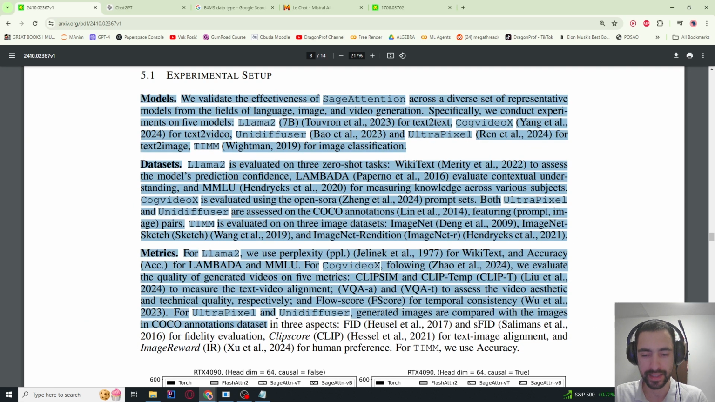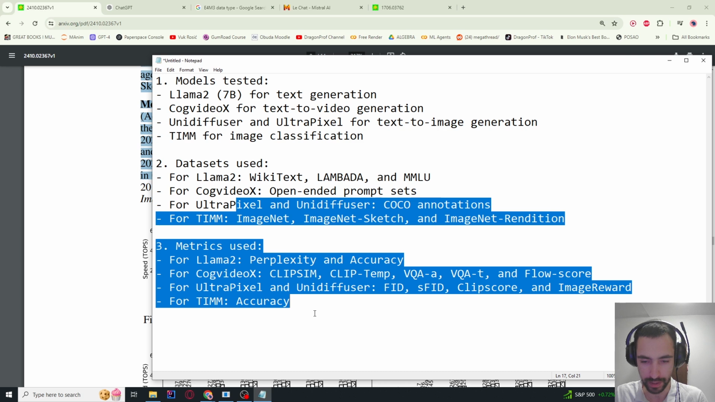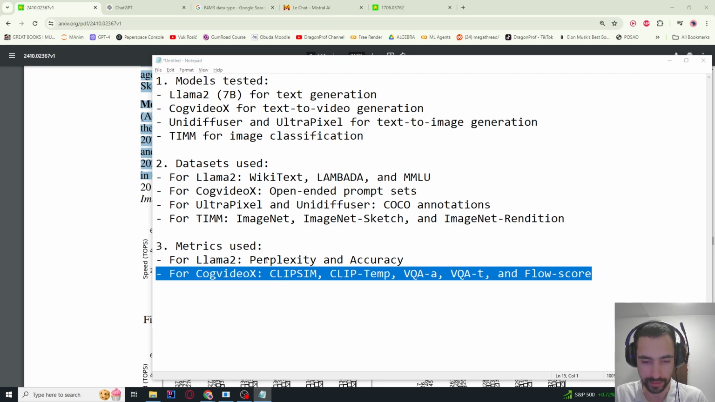So the experiments they've done, this is a big blob of text, but I have it better written here. So the models: Llama 2 70B for text generation, CogVideoX for text to video generation, UDiffuser for text to image, and TIMM for image classification. Datasets used: WikiText, LAMBADA, and MMLU for Llama 2, and then open-ended prompt sets, and you can check this out as well. So the metrics: perplexity and accuracy for Llama 2, and these metrics here for these other models.